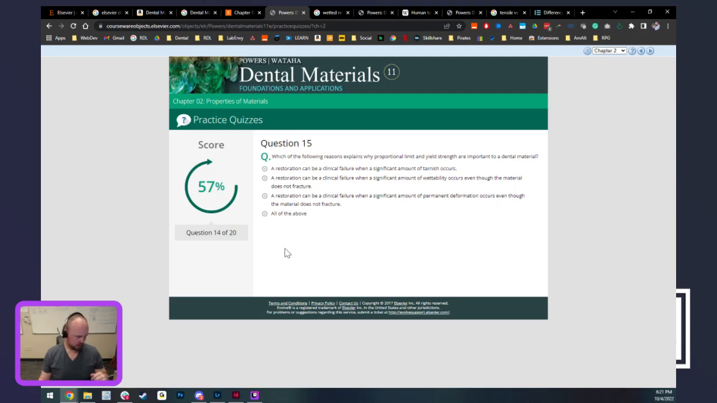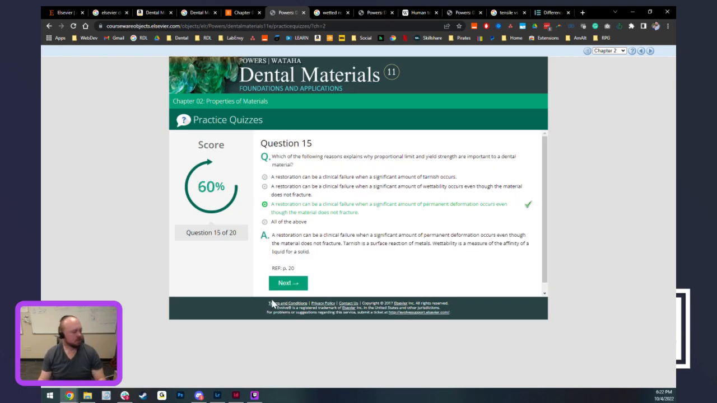A restoration can be a clinical failure when a significant amount of permanent deformation occurs even though the material does not fracture. So proportional limit and yield strength, thinking about shear force, let's take the cusp of a gold crown. What we don't want is the cusp of the gold crown to deform, right? So we wouldn't want it to move. So which of the following reasons explain why proportional limit and yield strength are important to a dental material? A restoration can be a clinical failure when a significant amount of permanent deformation occurs even though the material does not fracture. So there we go.